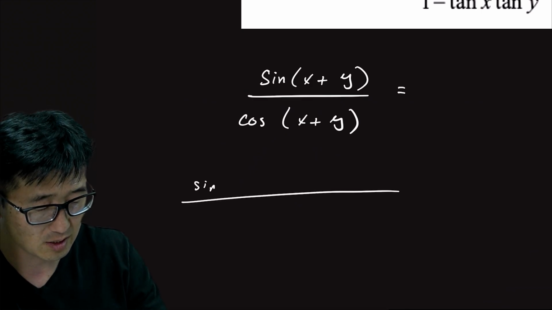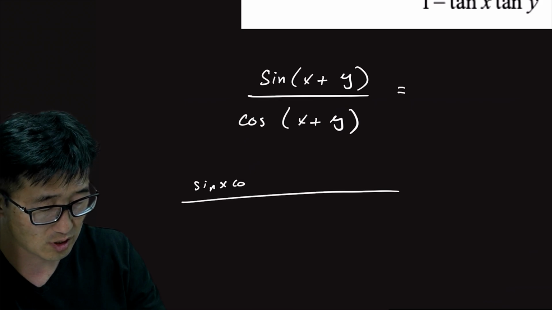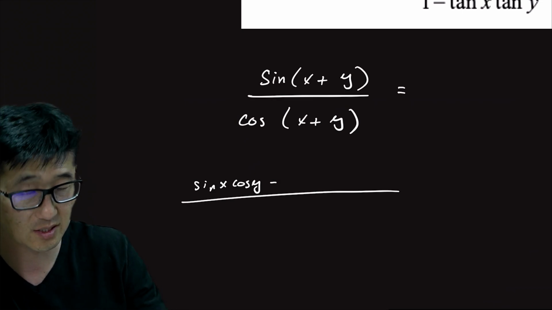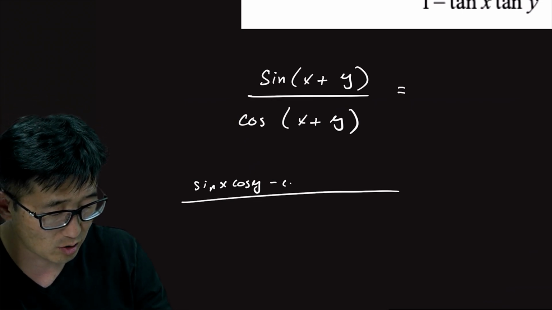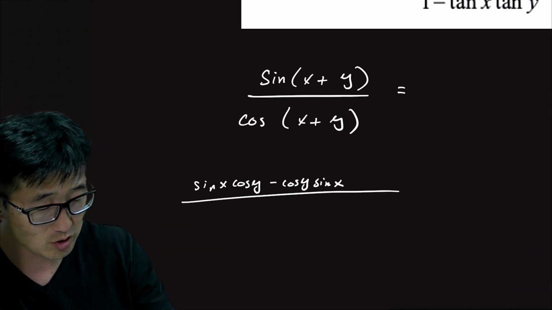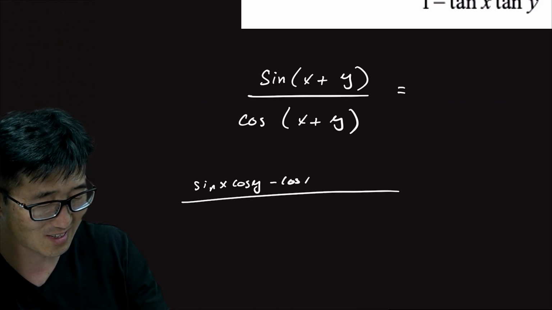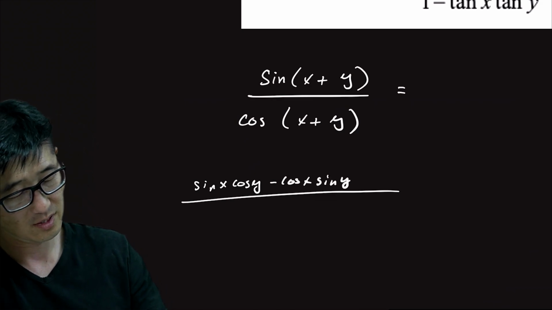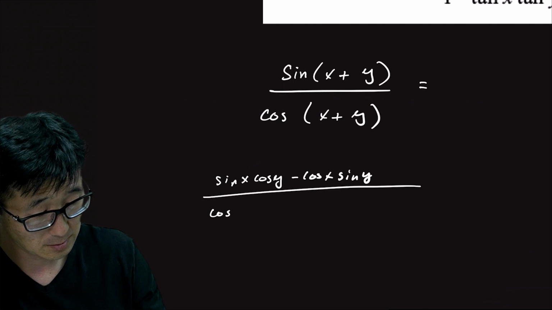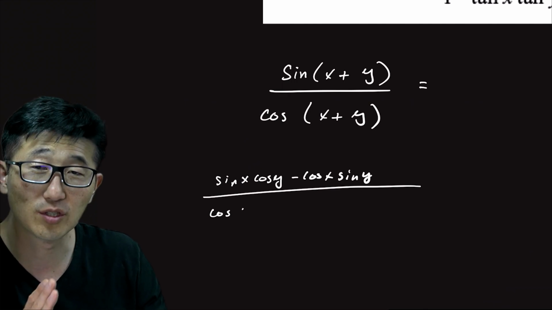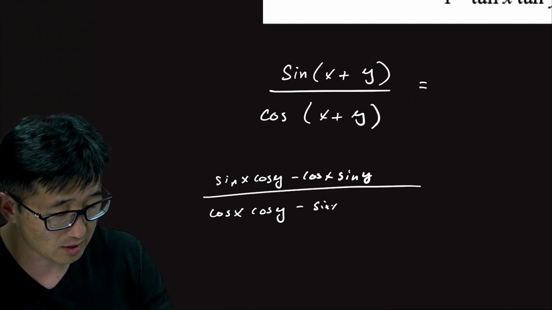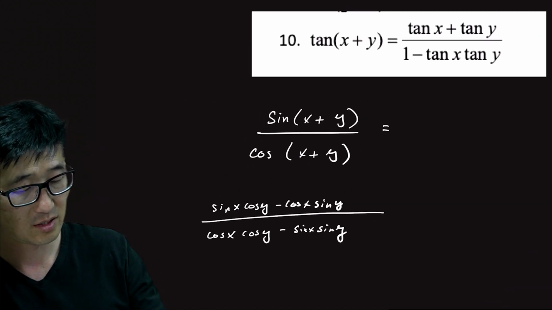So let's start expanding it. This will become sine x cosine y minus cosine x sine y. Sorry, plus, opposite. Sine x cosine y plus cosine x sine y. And the denominator will become cosine x cosine y minus sine x sine y.